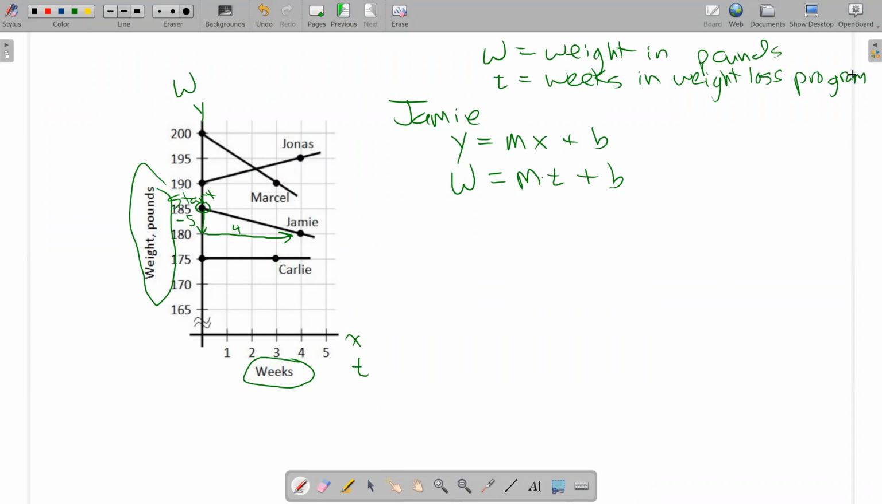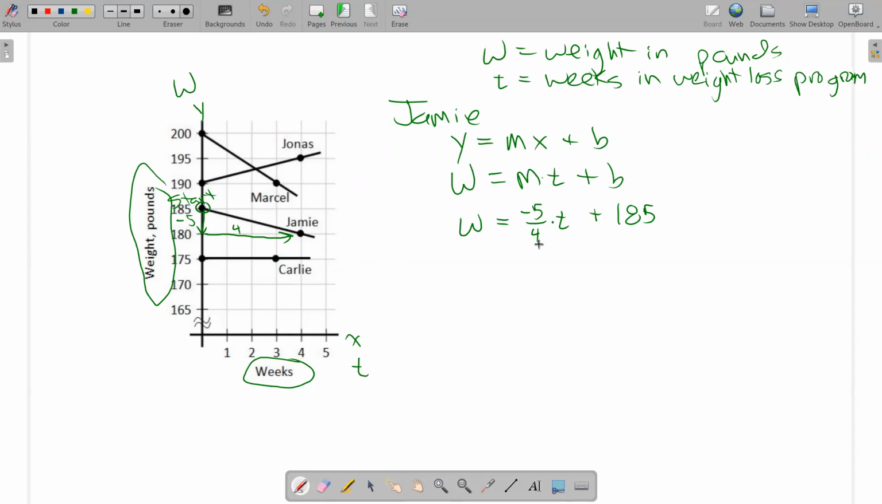So if this were, for example, a share your work problem, I would expect you to write out what each variable means and then plug in what we know. Well, we calculated the slope earlier. Our m is negative 5 over 4, and that's multiplied by the t. And then the starting value is Jamie's 185. So this right here should be Jamie's equation.